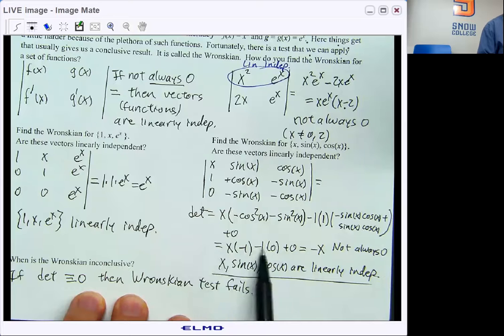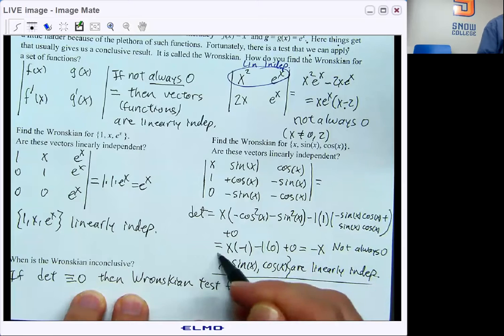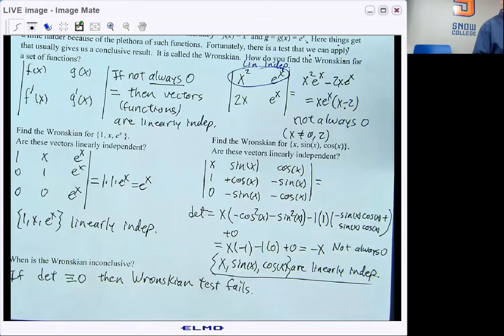And when we simplify this, we find out that we get an answer of negative x, which is not always 0. So we know that the set of vectors x, sine of x, and cosine of x are linearly independent.